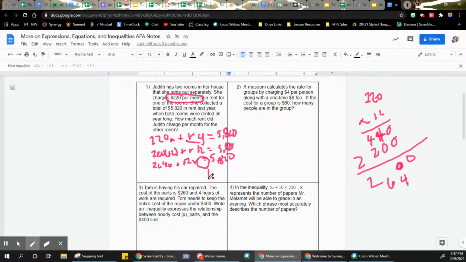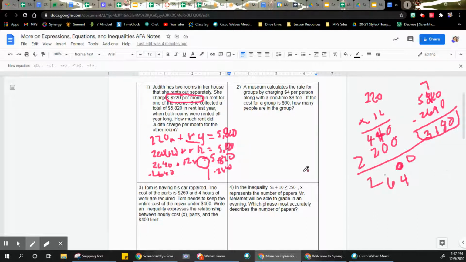The center of my equation is the equal sign. Subtract 2,640 from each side. So let's do 5,820 minus 2,640. 0 minus 0 is 0. Borrow from the 8, make that a 7. 12 minus 4 is going to give us 8. 7 minus 6 is 1. 5 minus 2 is 3. So that means this is how much a whole year's worth of rent cost for the other room.